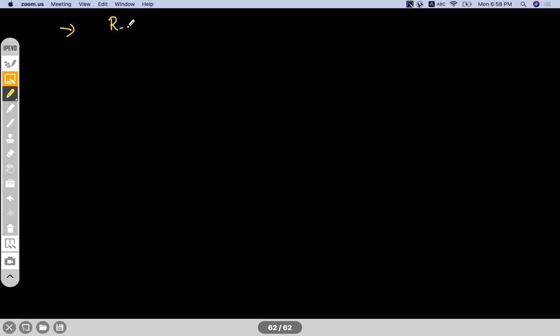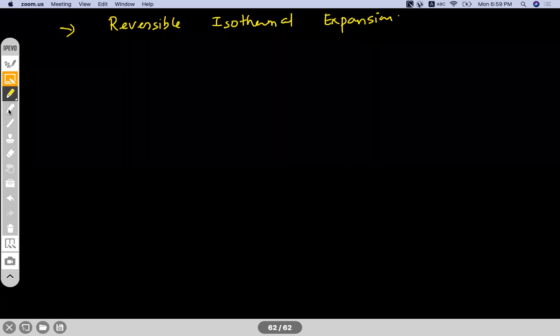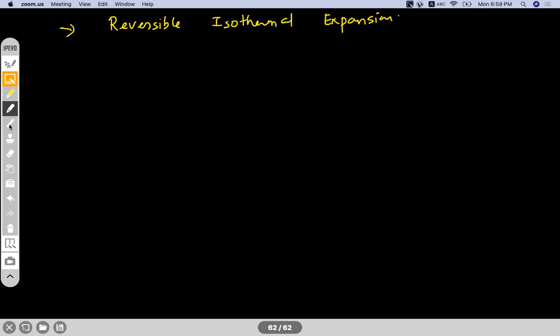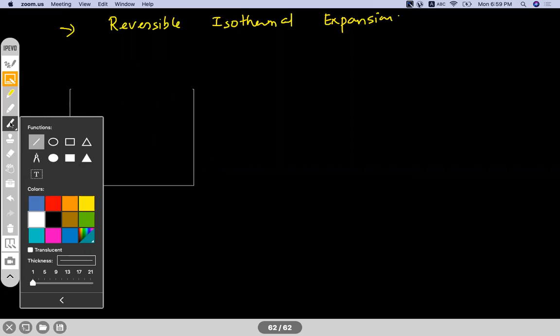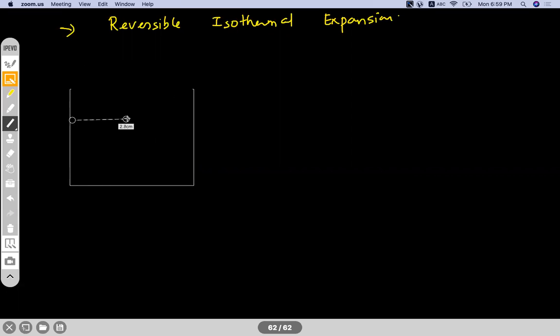Second one, write down: reversible isothermal expansion. We have already discussed it last class. I'll just quickly go through it. Suppose we have a piston cylinder system, right? Right, this is the piston cylinder system we have.